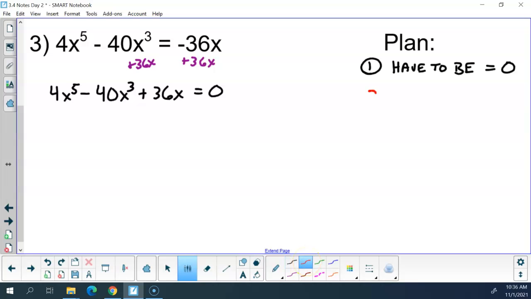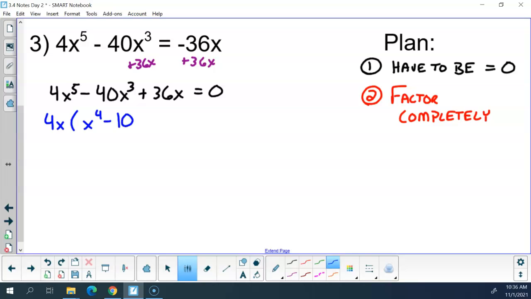Step number 2 says we need to factor completely. We have to factor until we can't factor anymore. So what do you want to do first? Find the greatest common factor. 4x. We agree there's a 4x that we can take out? If I take out a 4x, what's left over? x to the 4th power minus 10x squared plus 9.